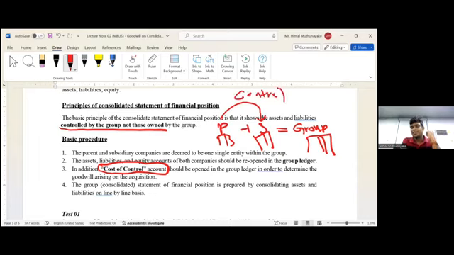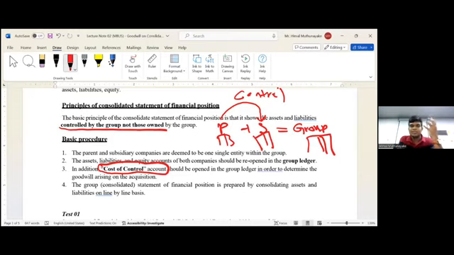Right? So when P is going to take the control of this S, what does P need to do? P needs to bear some cost to take this control. We have to bear some cost.